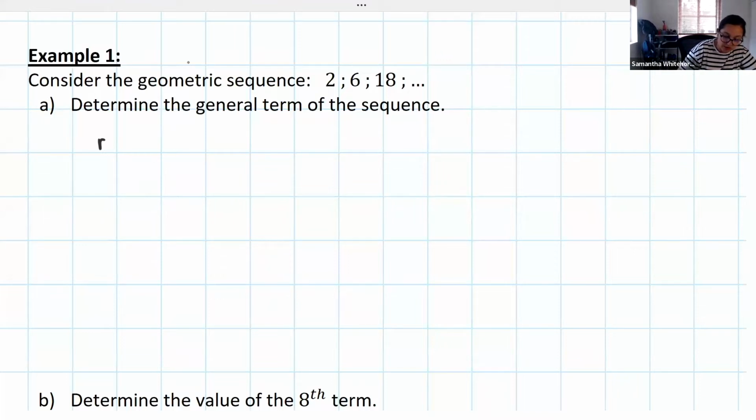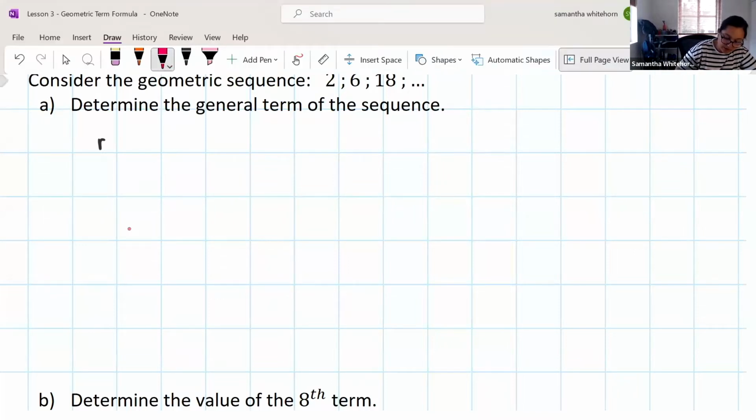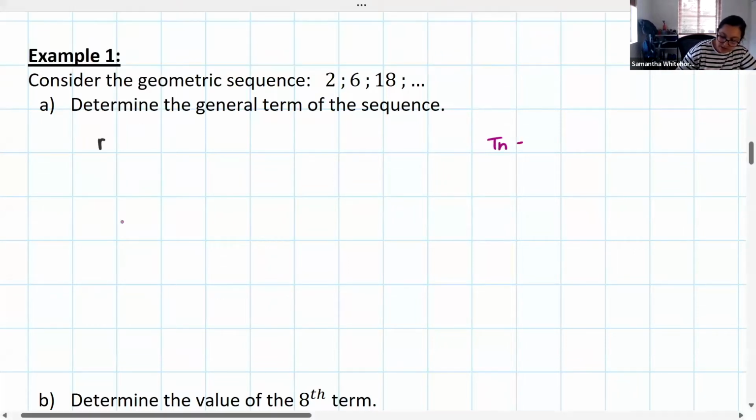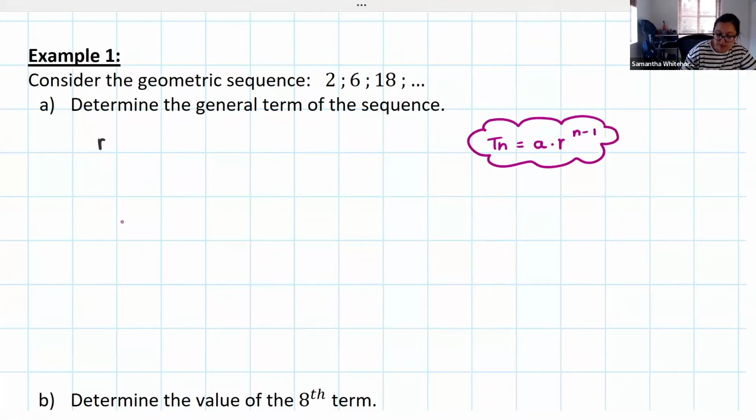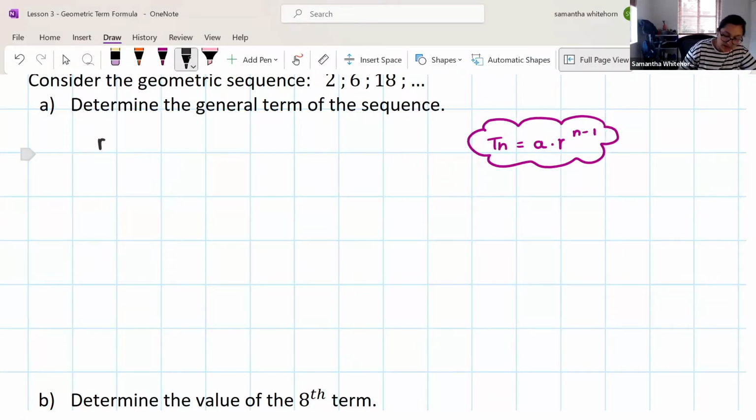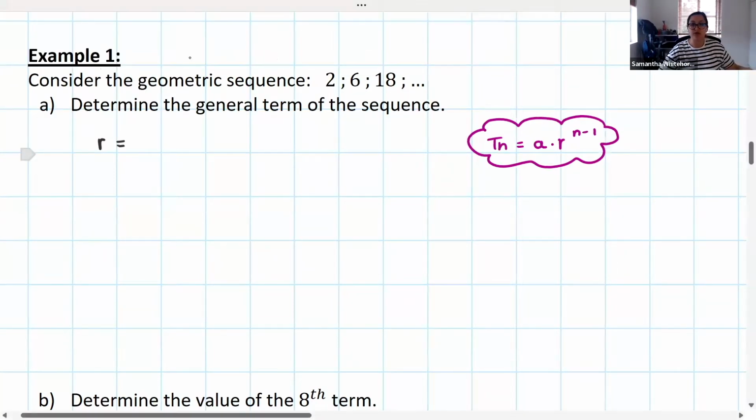Now remember, I need to know what r is, because in order for me to find Tn, I need a, which I have, but I also need r. Those are the two bits of information that we said we need. In order to work out r, can someone remind me how I work out my constant ratio? Again, feel free to unmute if you want, or you can put it in the chat. How do I work out r?